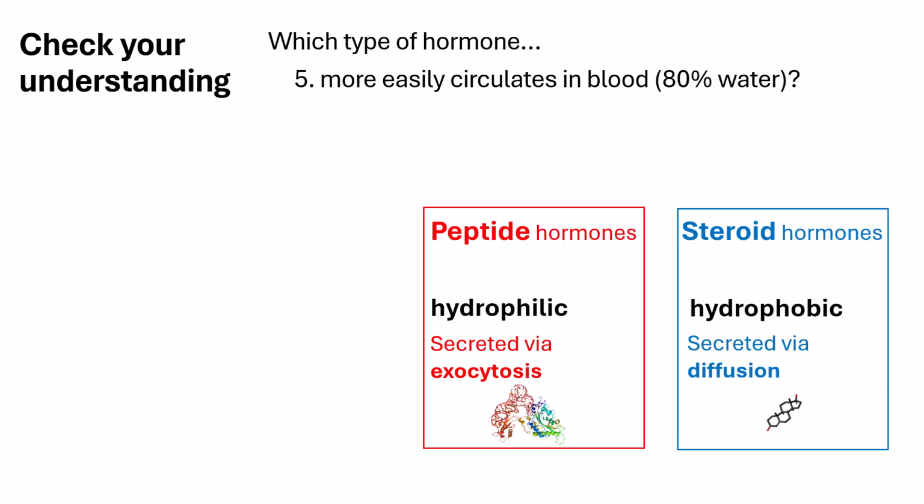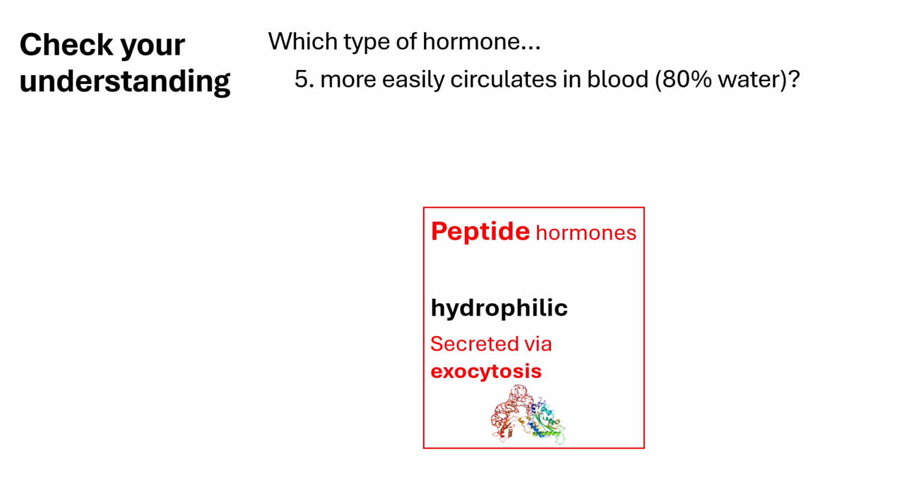So peptide hormones are secreted via exocytosis, while steroid hormones simply diffuse into the extracellular fluid. From there, they both find their way to a nearby capillary and enter the bloodstream. Which type of hormone do you predict has an easier time circulating in the blood? The answer is the hydrophilic hormone, of course, the peptide hormone.